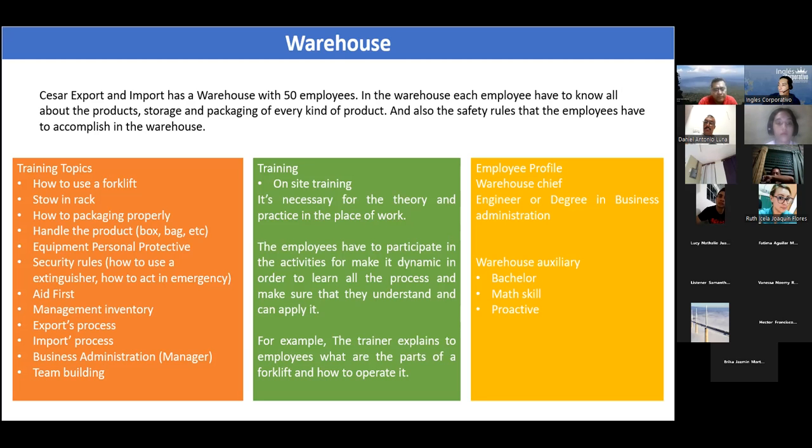It's important to know each topic in order to do the work in the best way and avoid any problem or any risk that can happen if they don't follow all the rules that they have to apply. For example, the training explains to employees what the parts of our forklift are and how to operate it. And the employee profile for the warehouse shift: the person has to be an engineer or have a degree in business administration, and the warehouse auxiliary could be a bachelor. The person has to be good at math and proactive, in order to learn all the topics that they have to apply in the workplace.